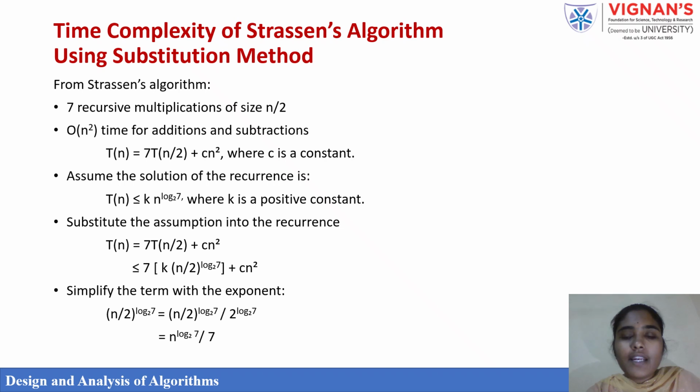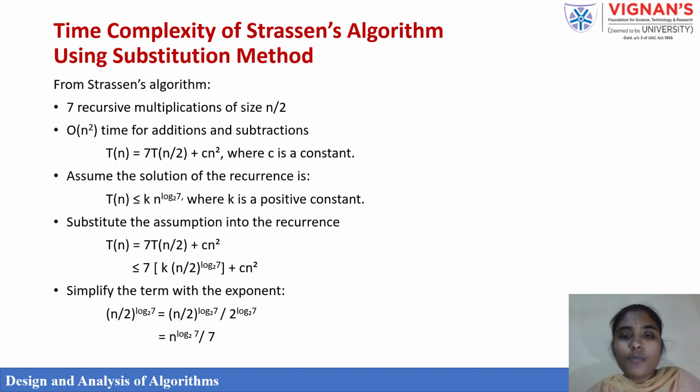Now, let us analyze the time complexity of Strassen's algorithm using the substitution method. From Strassen's algorithm, we observe two important points. First, at each step, the algorithm performs 7 recursive matrix multiplications, each of size n by 2. Second, the additions and subtractions of matrices takes order of n square time. So, the recurrence relation is written as T of n equal to 7 into T of n by 2 plus C into n square, where C is a constant.